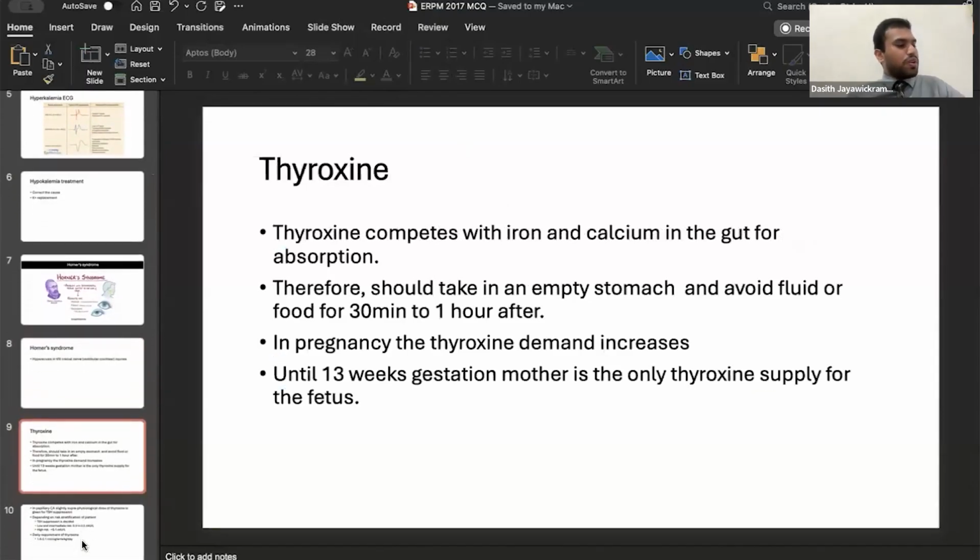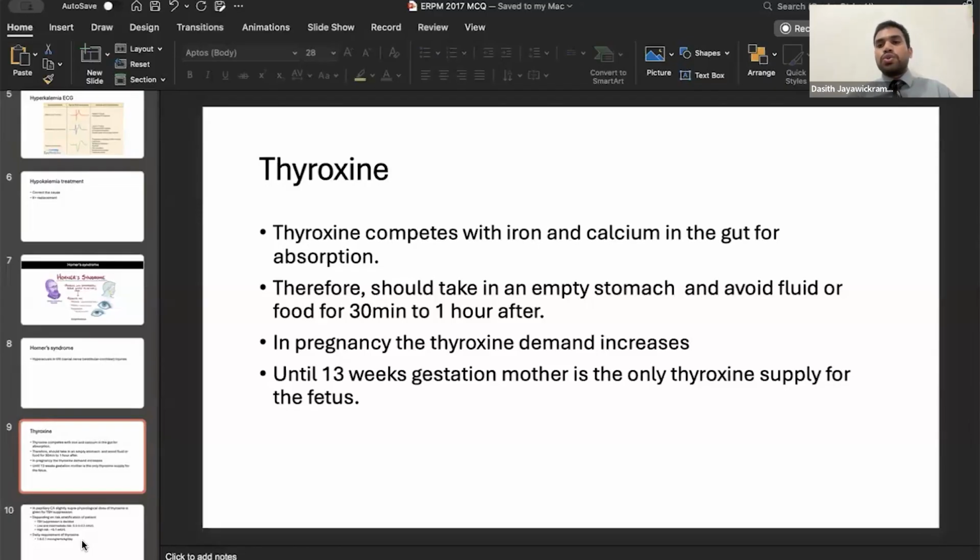So, MCQ. It should be taken soon after a meal. Is it correct? Now imagine you are a house officer, and there's a patient who has undergone a total thyroidectomy and is about to be discharged. The patient asks, "Doctor, how will I take my thyroxine dose?" How would you advise this patient? That is what they have asked in this stem.